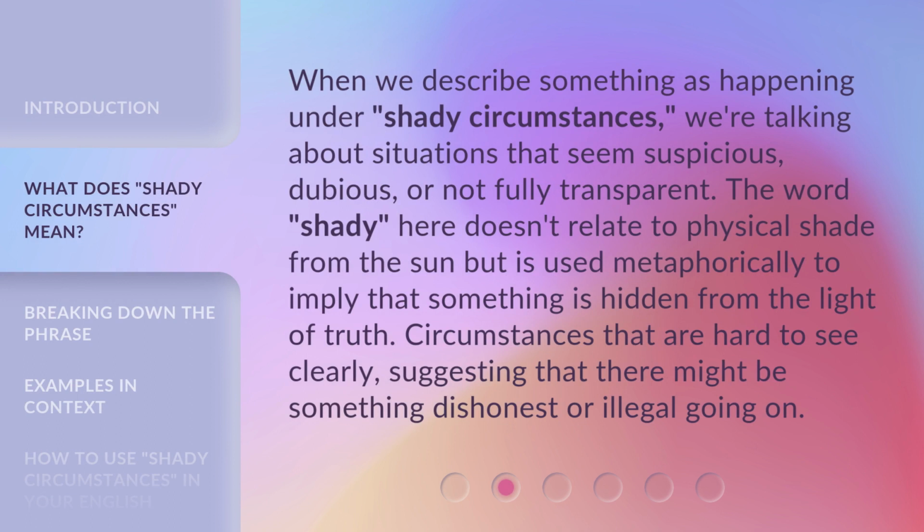When we describe something as happening under shady circumstances, we're talking about situations that seem suspicious, dubious, or not fully transparent. The word shady here doesn't relate to physical shade from the sun but is used metaphorically to imply that something is hidden from the light of truth. Circumstances that are hard to see clearly, suggesting that there might be something dishonest or illegal going on.